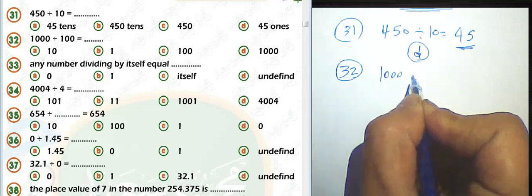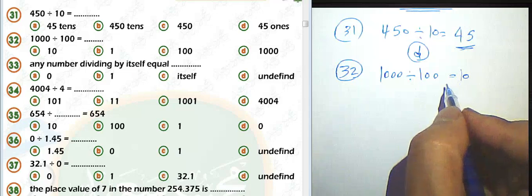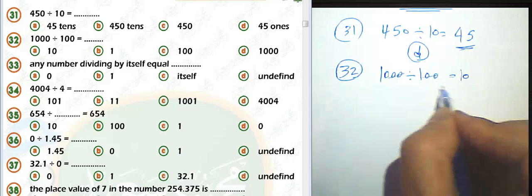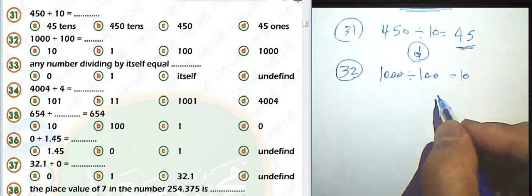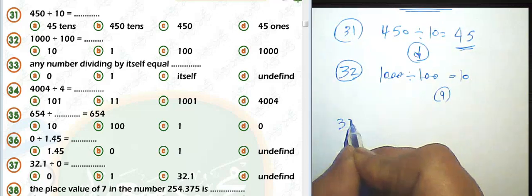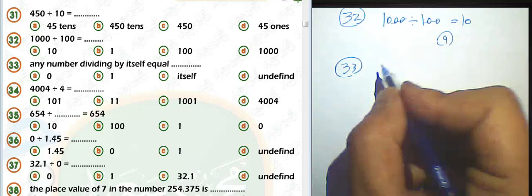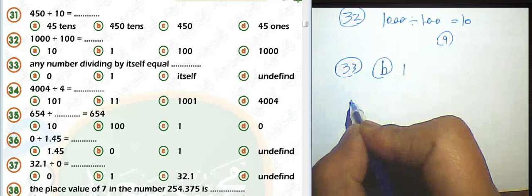Question 32, 1000 divided by 100 equals 10. We can cancel the double zero with the double zero. The result will be 10 divided by 1 equals 10. So we must choose letter E about question 32. Question 33, any number divided by itself equals 1. So we must choose letter E.